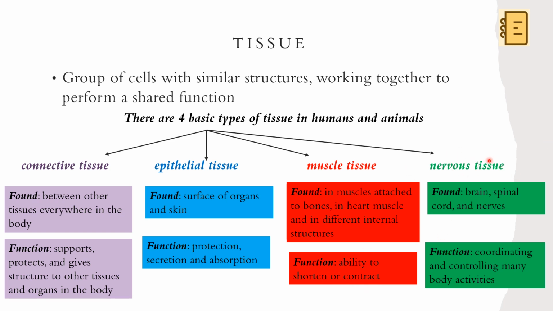Then nervous tissue. Nervous tissue, like the name says, you can find in the brain, spinal cord, and nerves, basically everything regarding the nervous system. Now, the function of nervous tissue, like we mentioned with the nerve cell, is basically to receive and send electrical impulses. So the nervous tissue will be the one to coordinate and control many body activities. How? Through these nervous impulses that are also part of this nerve cell.